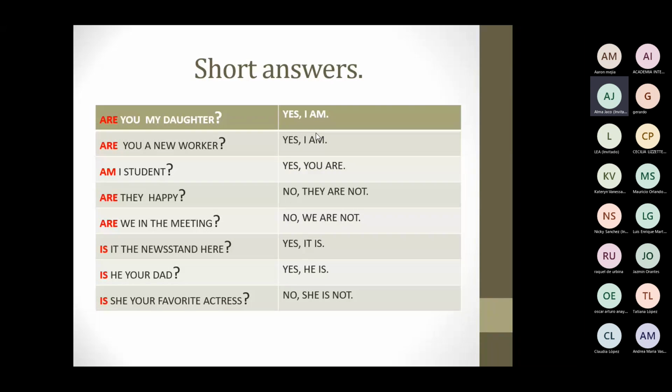Yes, she is my favorite actress. Okay, very good. Good job, Alma. And thank you very much, Aaron, as well, for your participation. Okay, thank you. Perfect. Bien.